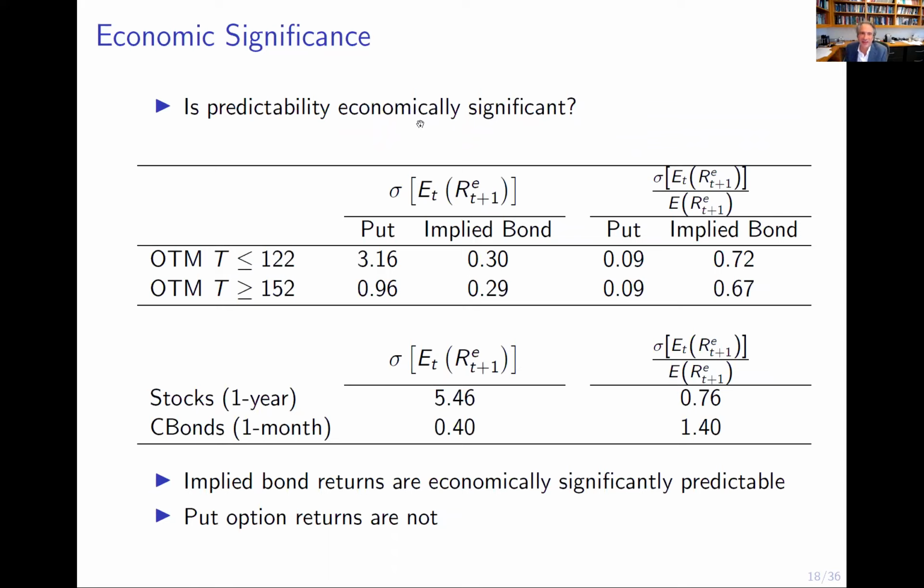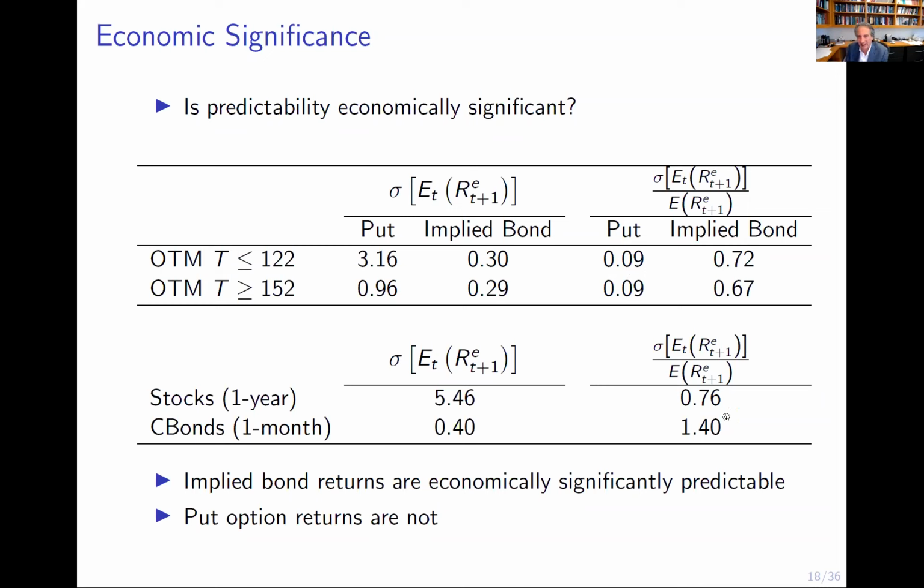In fact, we can do a little more. Is this predictability economically significant? And compare that with put options. So how do we compute that? We stole this idea from John Cochrane. You compute the volatility of the expected return from the regression, and then you take the ratio of that with the average return you want to predict in the data. You see that this number is tiny for put options. It's like 0.09. But for implied bonds, it's 0.7.